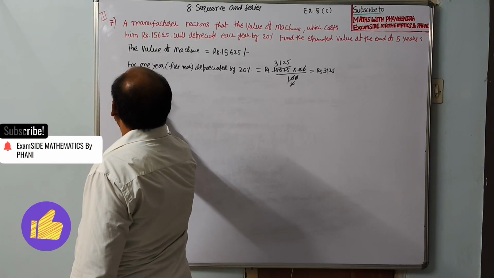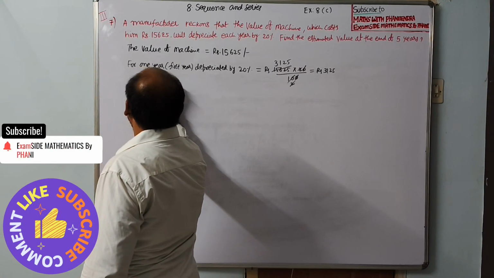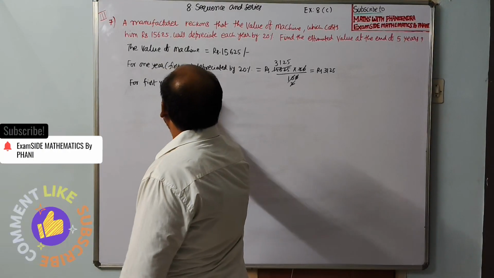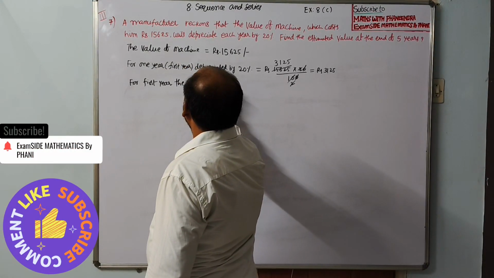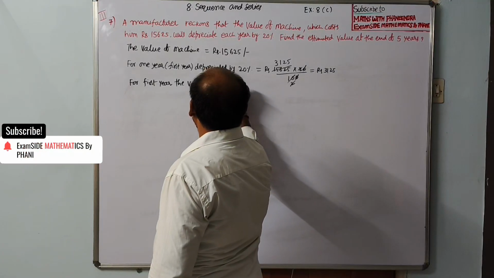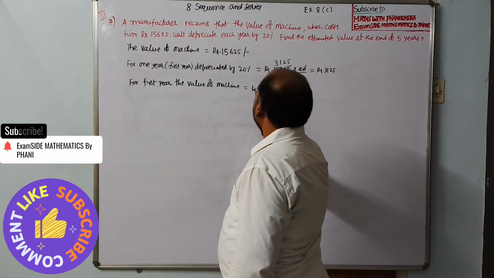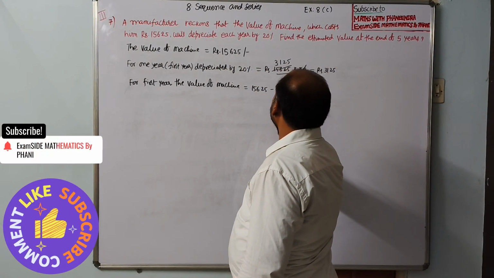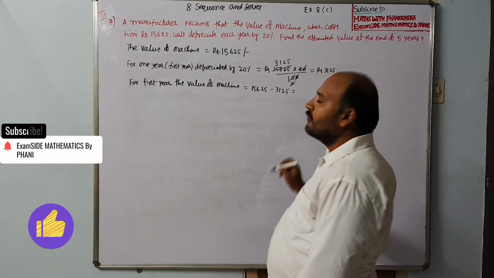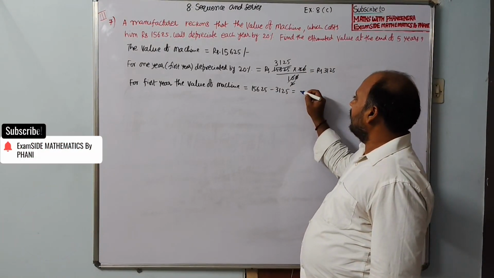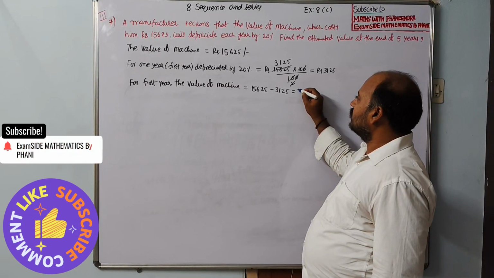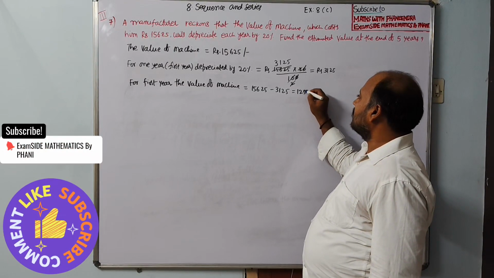So for the first year, the value of the machine is equal to 15,625 minus 3,125, dear students. So what comes here? 12,500.